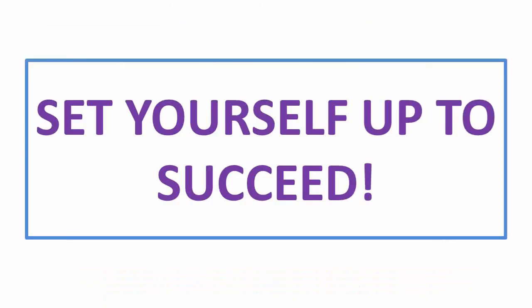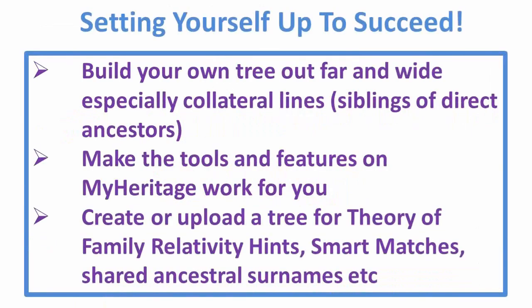Okay, so let's get into the nitty-gritty here. How do you set yourself up to succeed at MyHeritage? First of all, and this is the same for anything, build your own tree out far and wide and deep. You want to have as robust a tree as you possibly can. So get your direct ancestors first, back as far as you can take them, but don't neglect your collateral lines. That's the lines of the siblings of your direct ancestors. Those are extremely important for DNA matching, because at the end of the day, the people that are going to show up in your match list are generally going to be the descendants of these collateral lines.